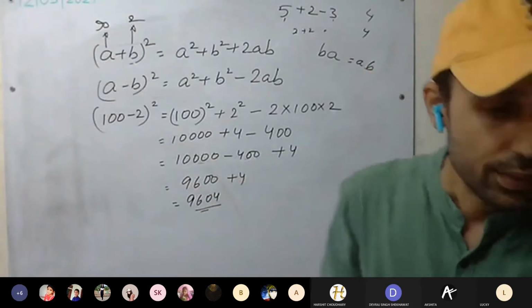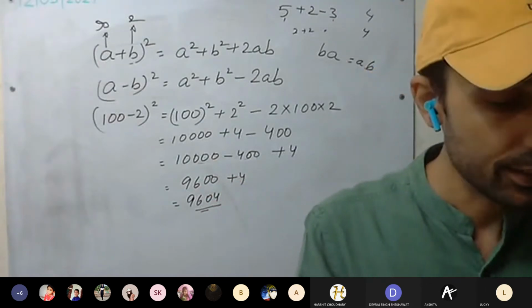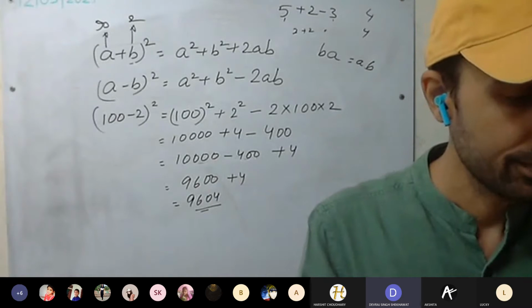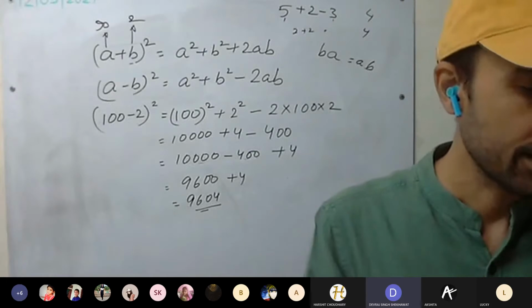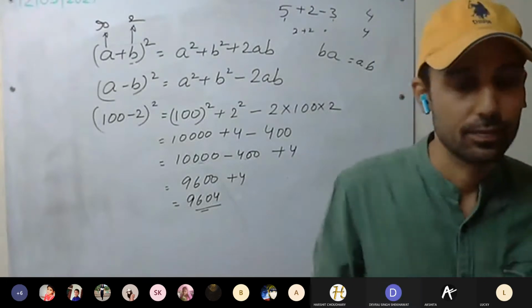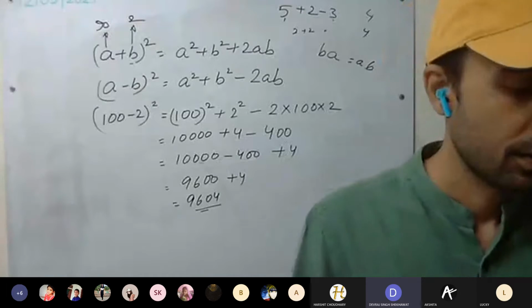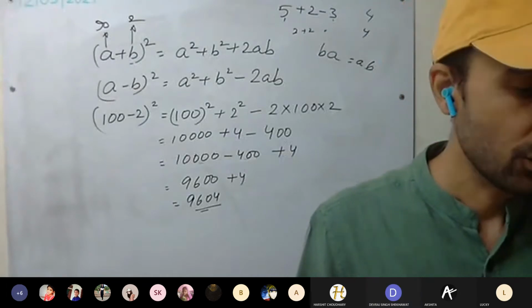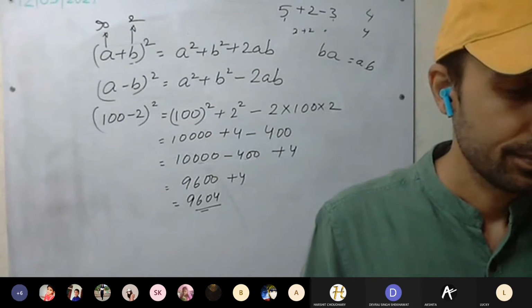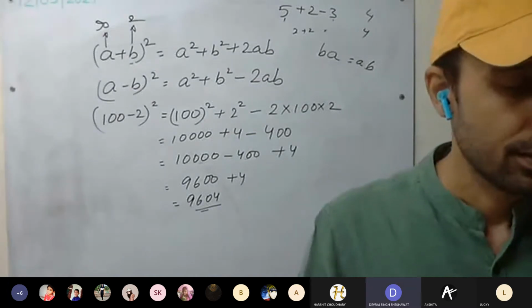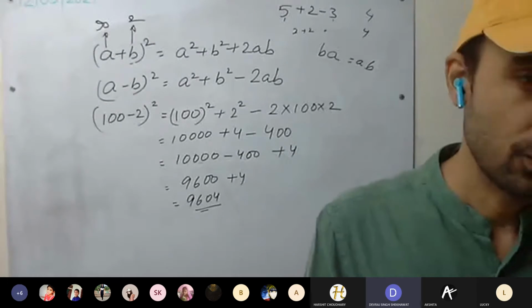Okay, 495, how are you going to write? Sir, 500 minus 5, the whole square. 96: 100 minus 4, the whole square. 305: 300 plus 5, the whole square.